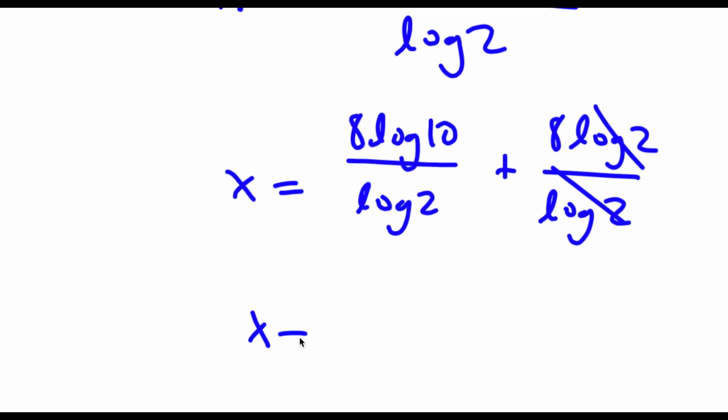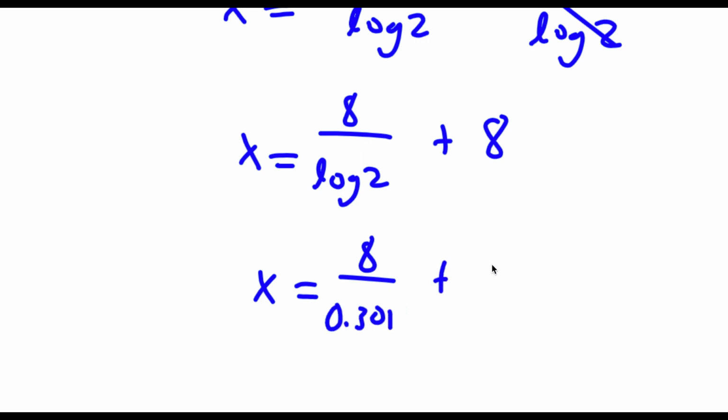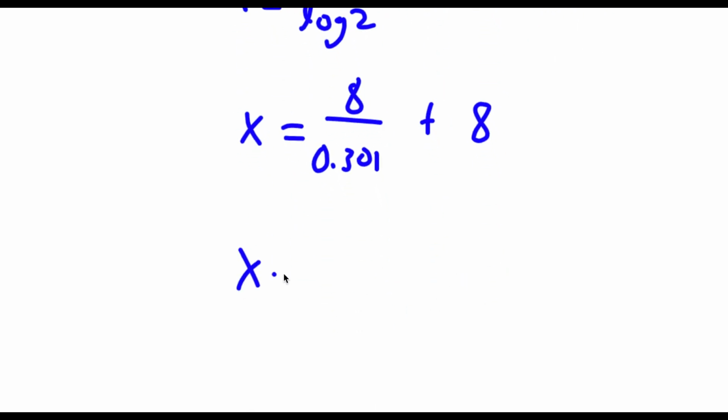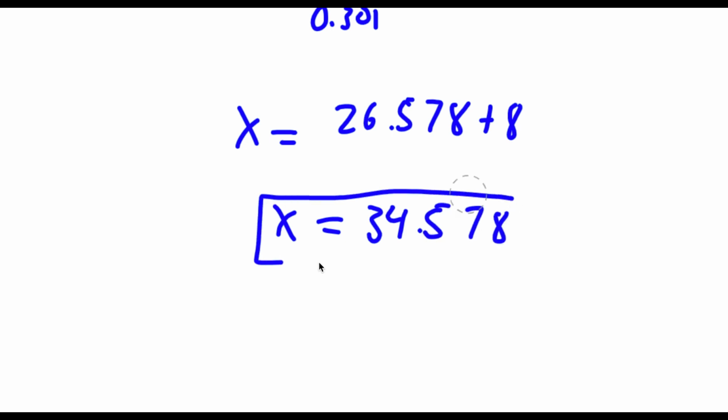So now I'm left with, and log 10, that's equal to 1. So I have 8 over log 2 plus 8. Now log 2, that's equal to 0.301. So now I have 8 over 0.301 plus 8. So now 8 over 0.301, that's equal to 26.578. Now I have this plus 8, which is equal to 34.578. So this is my answer.